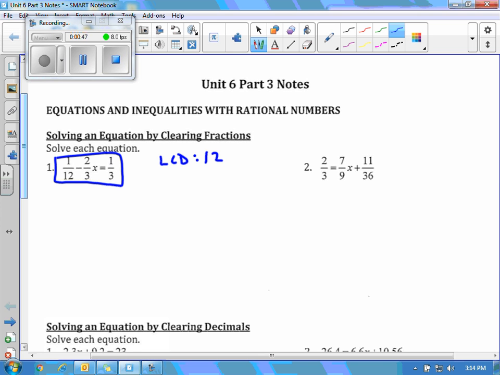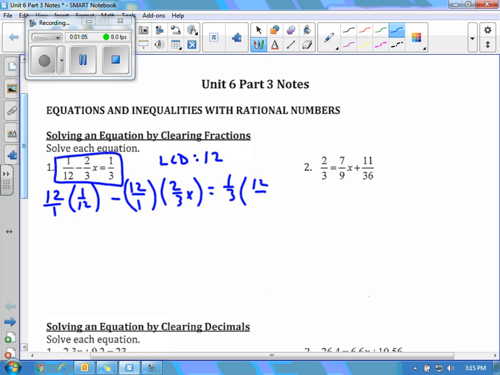So when I rewrite this, I'm going to do 12 over 1, because my least common denominator is 12. I'm going to do that times 1/12. Then I'm going to do 12 over 1 times 2/3 x. And I'm going to do 1/3 times 12 over 1. So everything's getting multiplied by the least common denominator of 12.